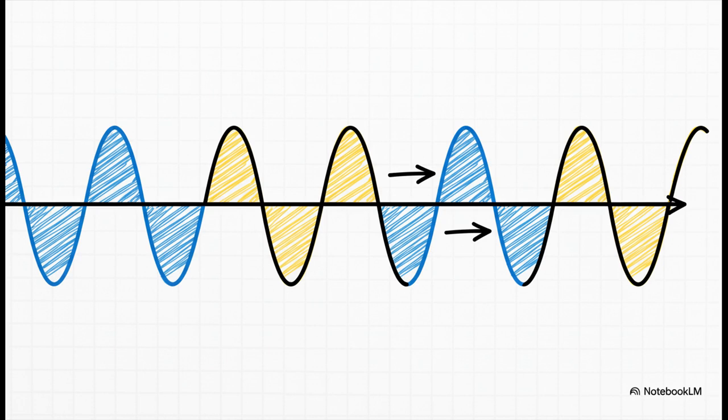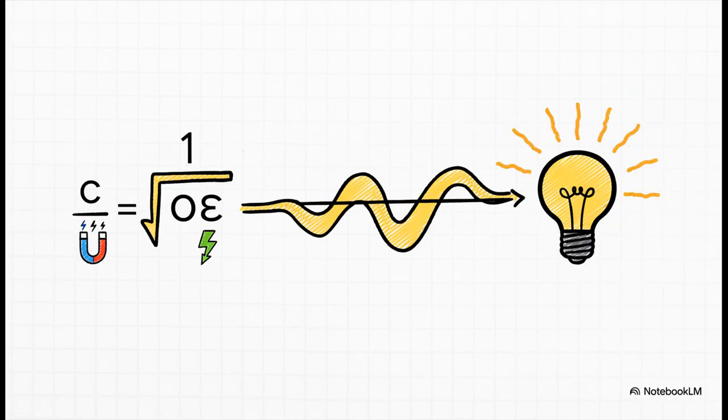They basically leapfrog through space, regenerating each other as they go, with no need for any air or water or anything to travel through. Okay, this next part is what's truly mind-blowing. Maxwell took the fundamental constants from his equations, mu naught from magnetism and epsilon naught from electricity, and he used them to calculate the speed of these theoretical waves he just predicted. And the number he got was about 3 × 10⁸ meters per second.